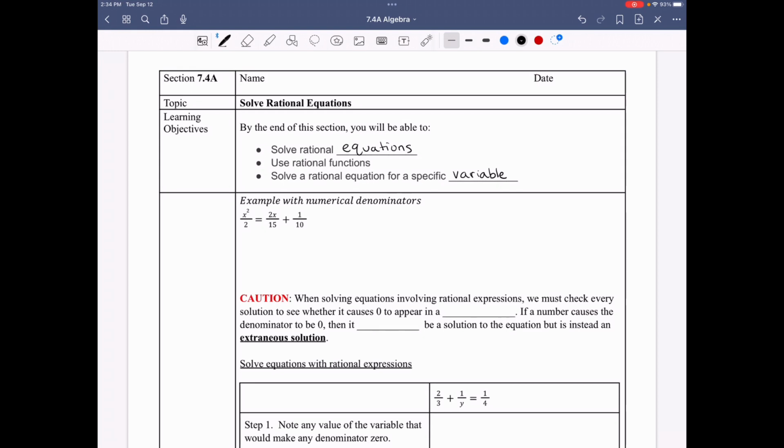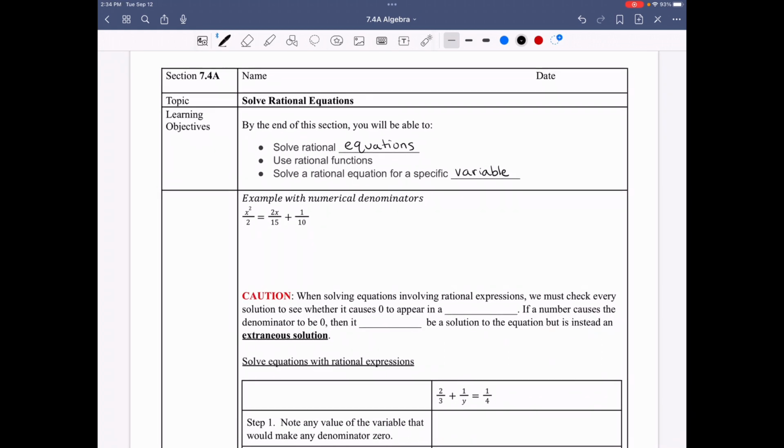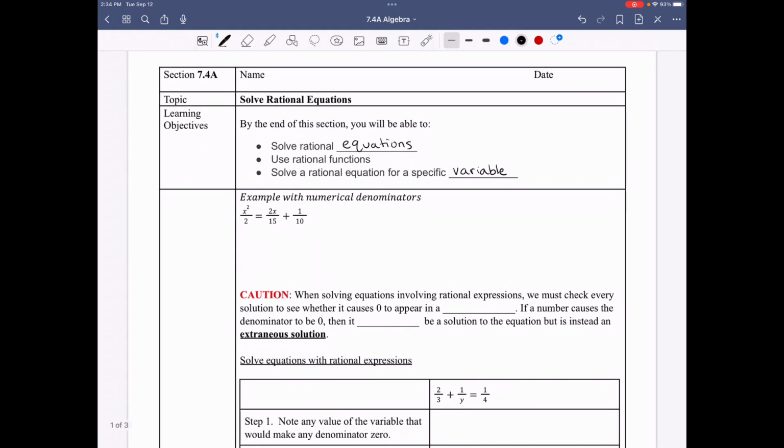We're going to start with this example, which has numerical denominators. What we're trying to do is solve for x, where we have x squared and a 2x, so we're probably going to get more than one answer. The first thing we want to do here is to multiply by the LCD. Okay, so I'm going to put that in my side notes. Multiply by the LCD. In this case, for 2, 15, and 10, that's going to be 30.